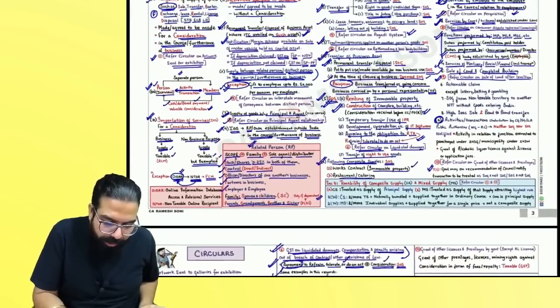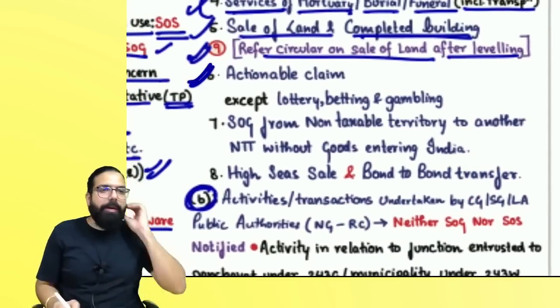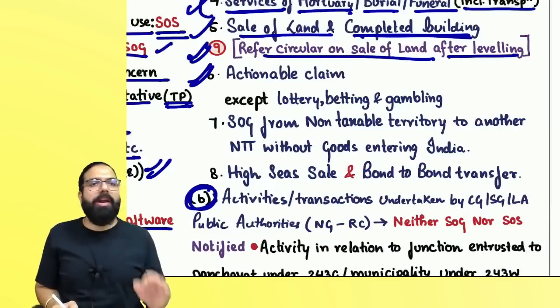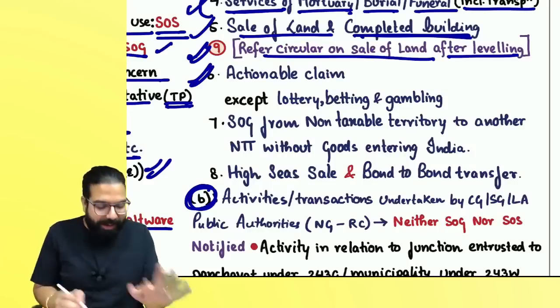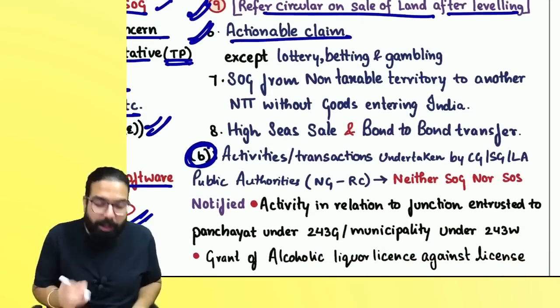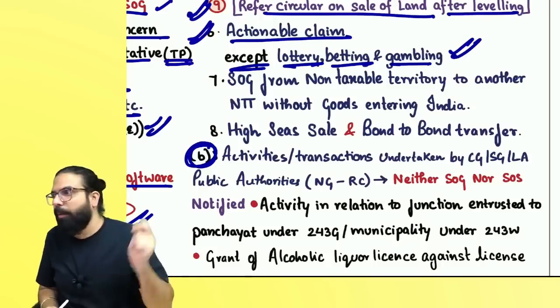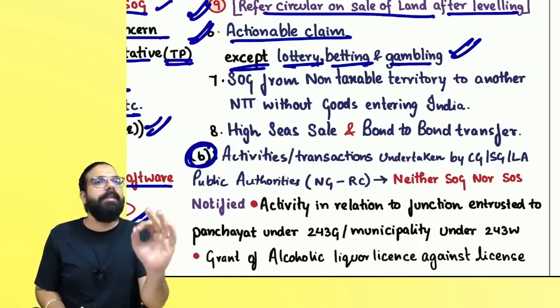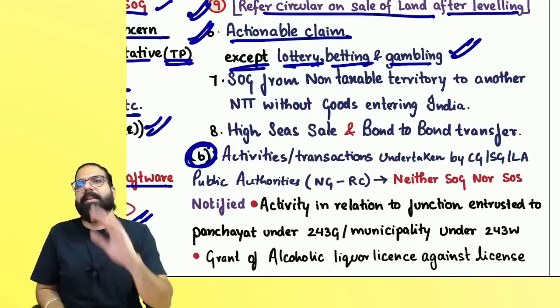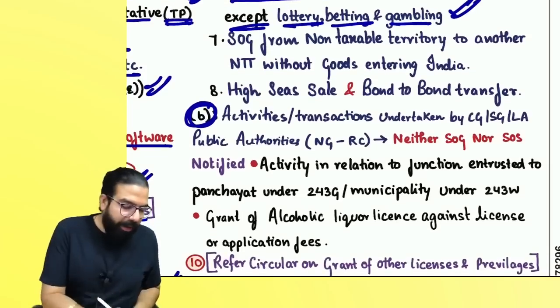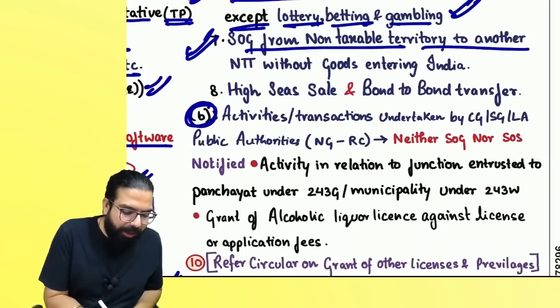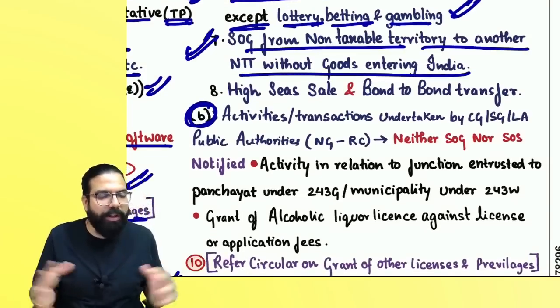The next one over here. Actionable claim. Remember, all actionable claims are goods, but all actionable claims are not supply of goods. Actionable claims are neither supply of goods nor supply of service, other than lottery, betting, and gambling. Only when lottery, betting, and gambling are sold, the GST will come. Other than that, any actionable claim is neither supply of goods nor supply of service. The next one is supply of goods from non-taxable territory to another non-taxable territory without the goods entering into India.